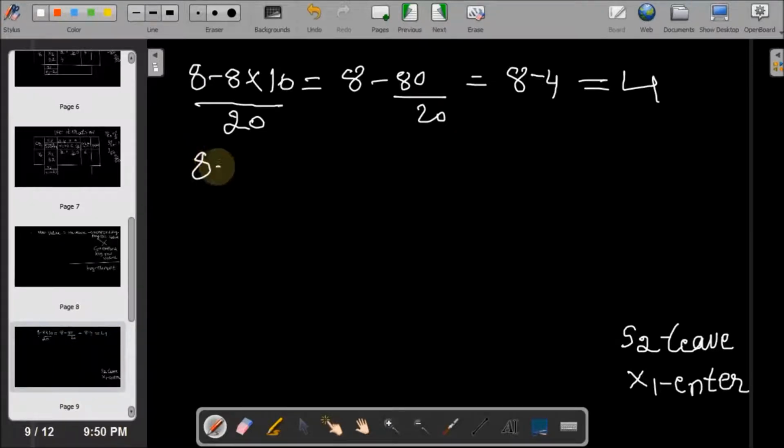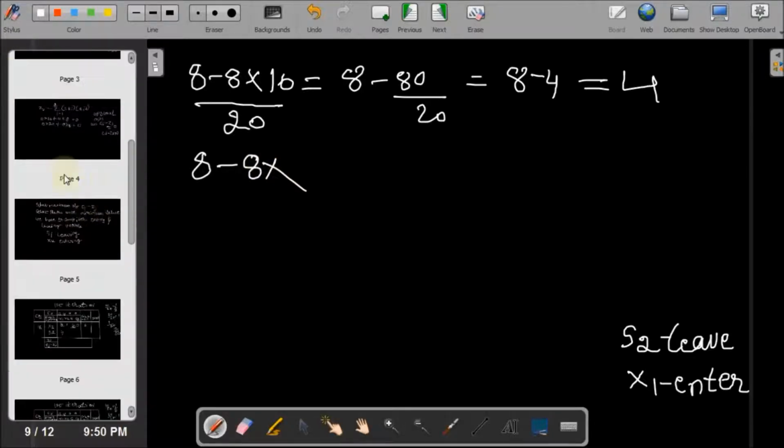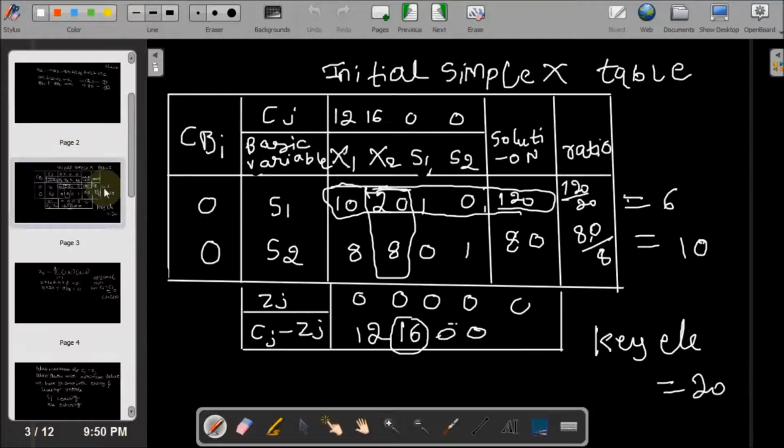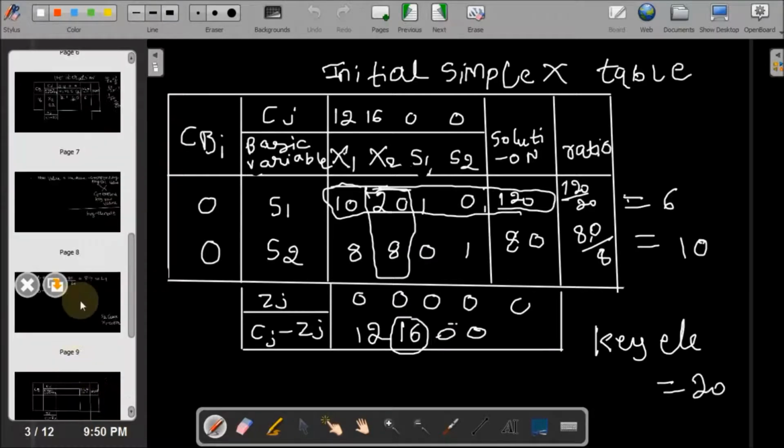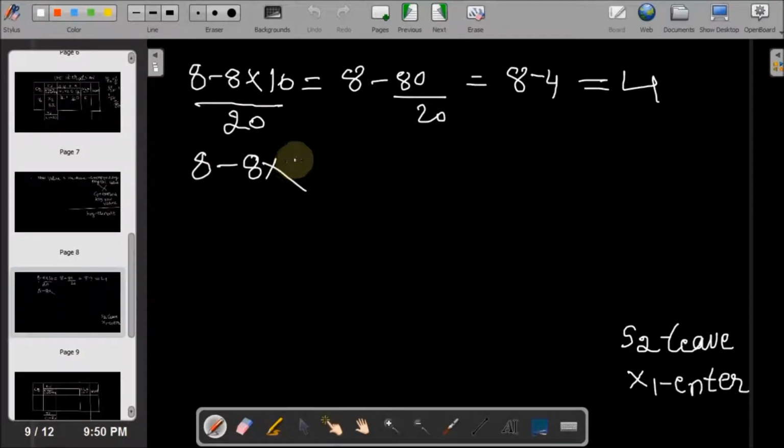8 minus 8 into the corresponding row. You can see the row here. Don't get confused. For this corresponding 8, what is the row value? 20. So 8 into 20 divided by the key element, which you know is 20. So 8 minus 8 is what? 0. 20 gets cancelled. So this is the value 0.